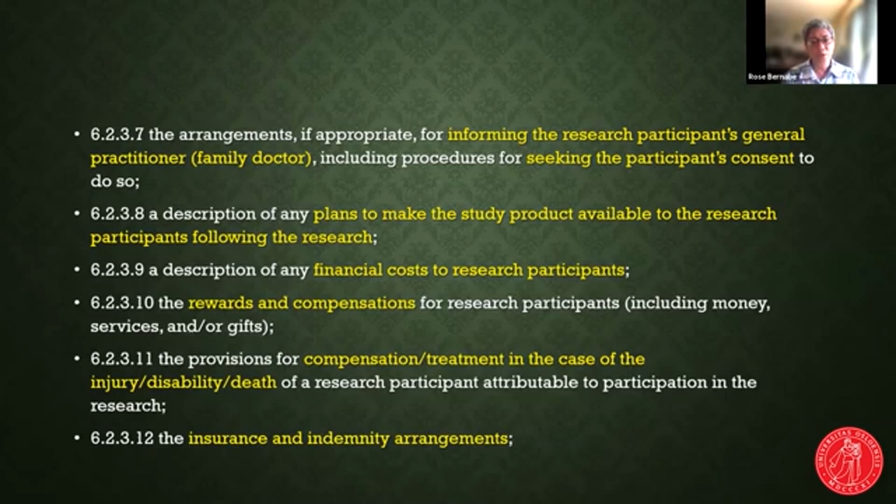Next will be the provisions for compensation or treatment in the case of injury, disability, or death of a research participant attributable to participation in the research. Are there compensations, or what are the provisions for compensation and/or treatment in case of injury, disability, or death? And if there are, are these sufficient? Next, is there insurance and indemnity arrangements?